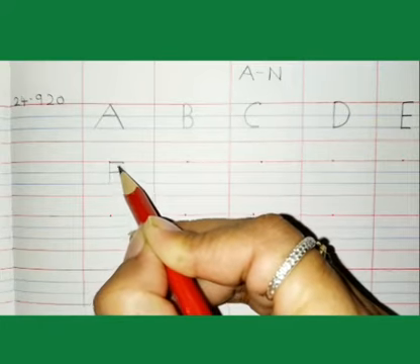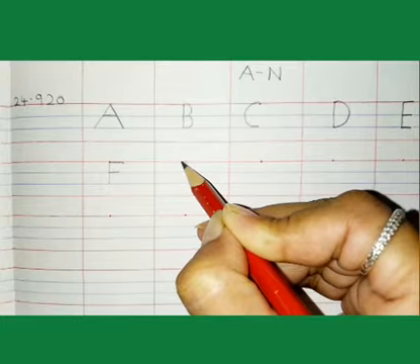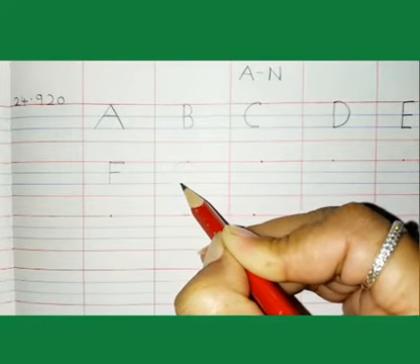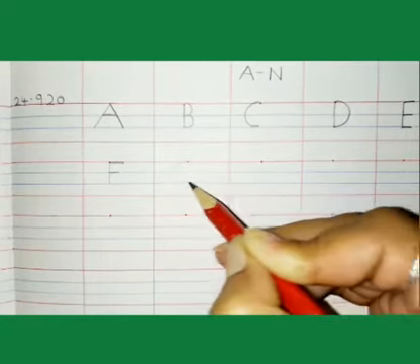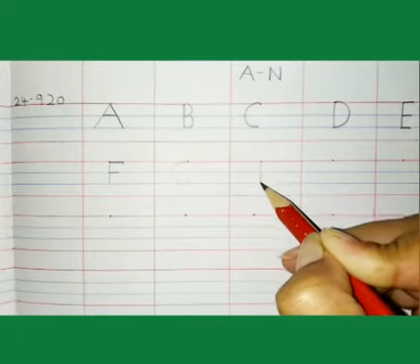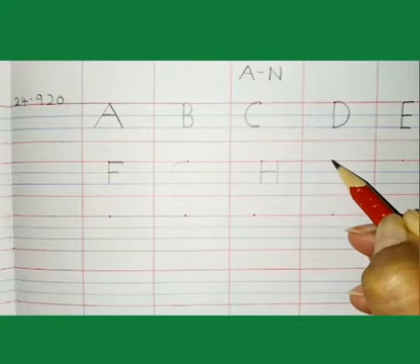Upar ki lambi, niche ki choti. Now comes G. We will make first C, sleeping line and a standing line. G, H, like this.